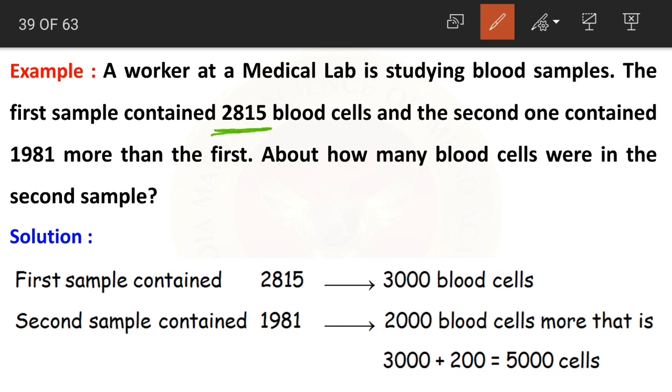See, first number here is 2815. Coming to the solution. First, what is this? This is the number of blood cells in the first sample. First sample contained 2815 blood cells. And what did the second one contain? 1981 more than the first one. Now if you look at both the numbers here, 2815, 1981. Again children, in the question they did not tell us whether to round off to the nearest tens, hundreds or thousands. Yes, we need to find out.